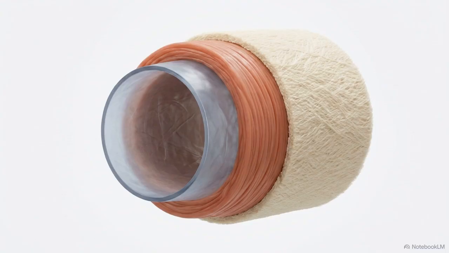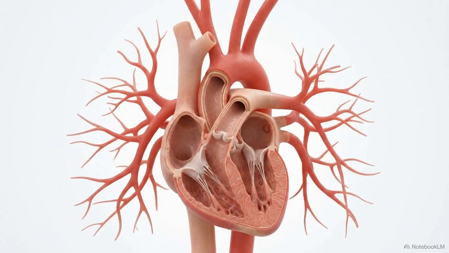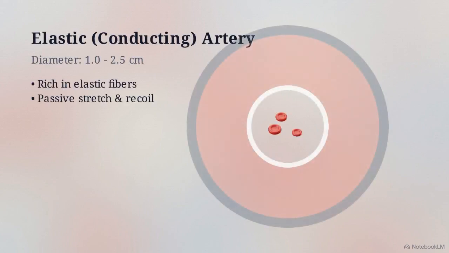These three tunics form the construction materials that the systemic circuit modifies to handle different pressures and flow requirements. Arteries are defined by their direction of flow, away from the heart. As they branch, their structural composition shifts to manage the changing pressure. The first category includes elastic or conducting arteries. These are the largest vessels, like the aorta, ranging from 1 to 2.5 centimeters in diameter.